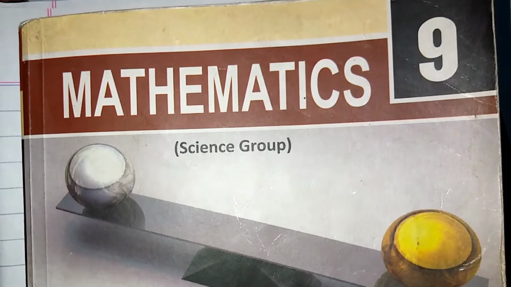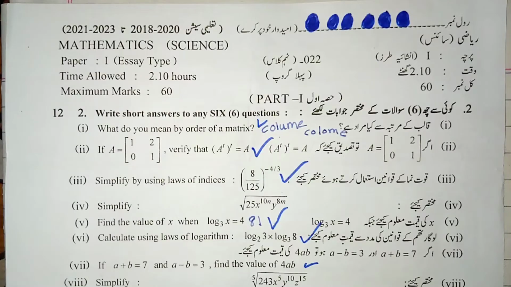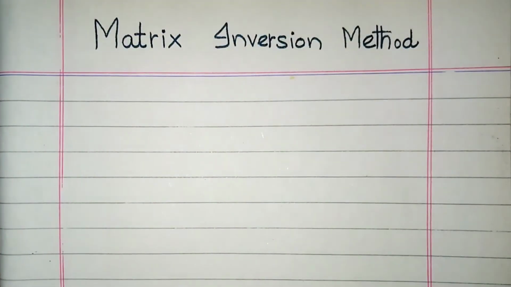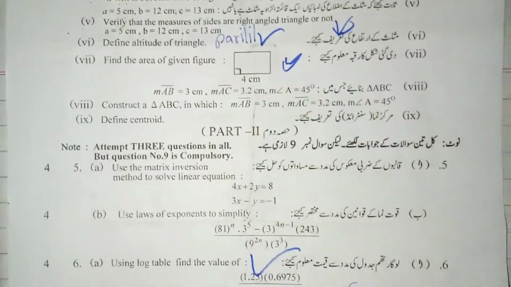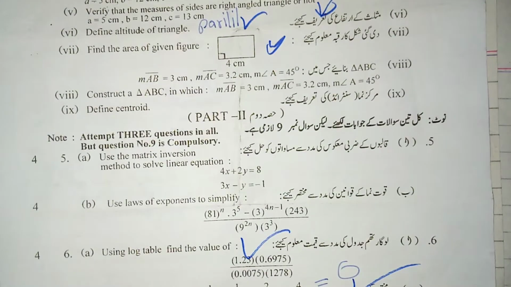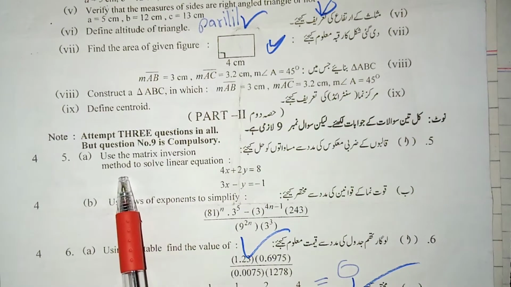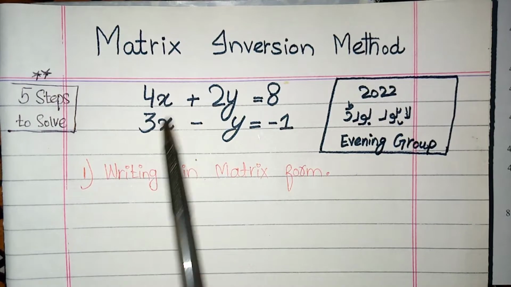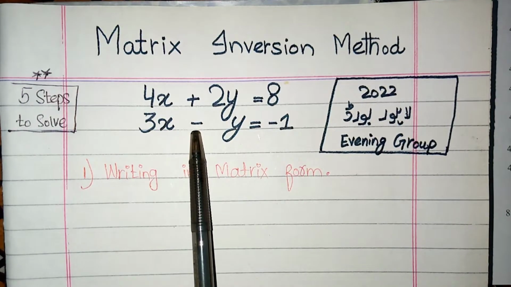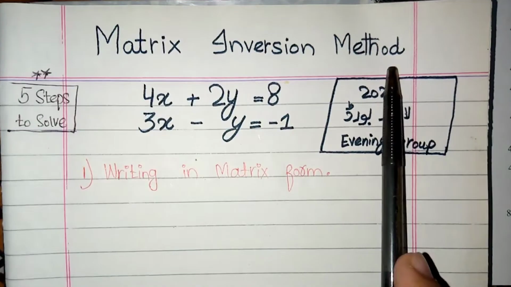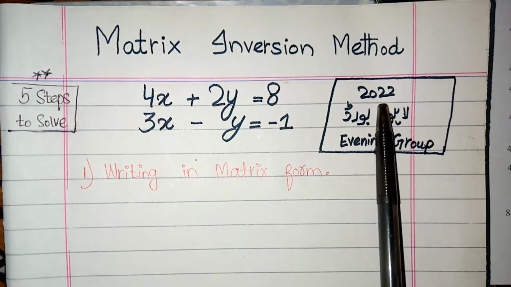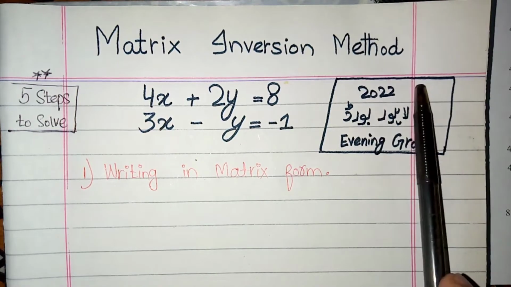Ninth Mathematics Science Group, Paper of 2022. In this paper our target is to do question number 5, and I will show you the method of matrix inversion. Now in this question I will show you how to solve simultaneous linear equations with the help of the matrix inversion method, and I chose a question that was asked by the Lahore board in 2022.